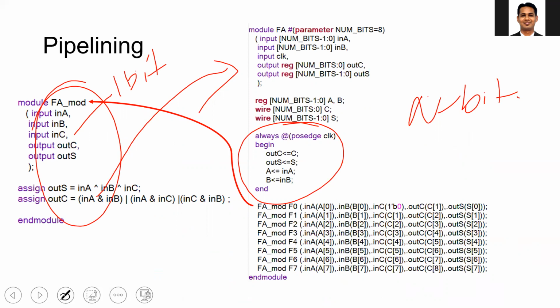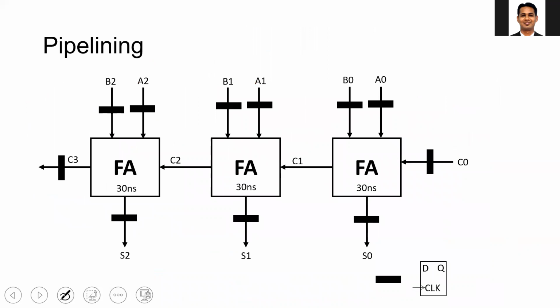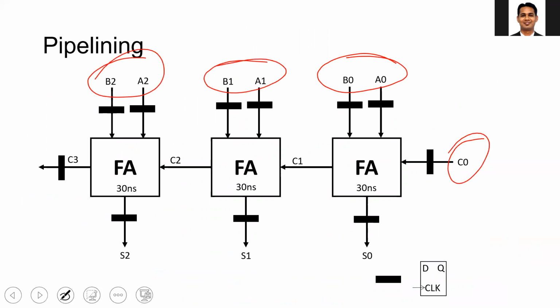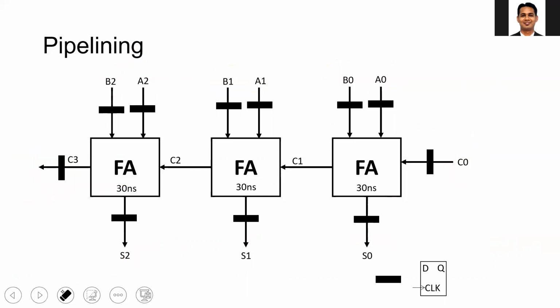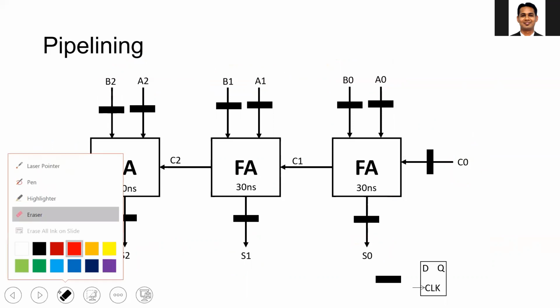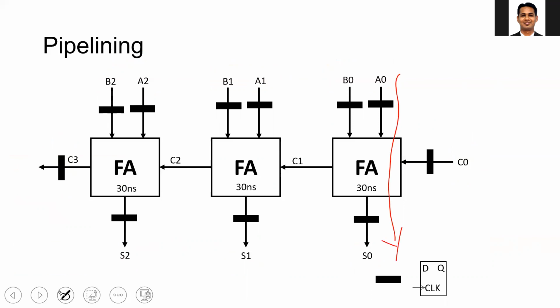And the corresponding block diagram of the circuit: you can see that these are my inputs A0, B0, A1, B1, A2, B2. Then this is the C0 carry input, and these are my outputs S0, S1, S2, and C3. This is called one-stage pipelining because we don't consider the registers at the input. From here to the output, on every path, you can see that there is one register. You can consider any path from here to here. You can see that there is one register.